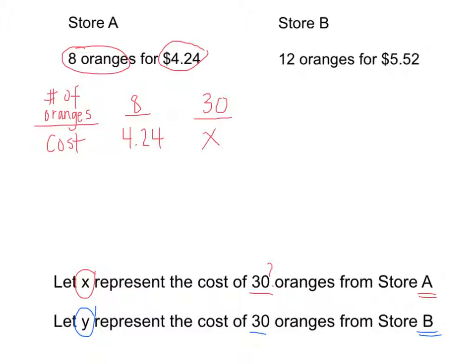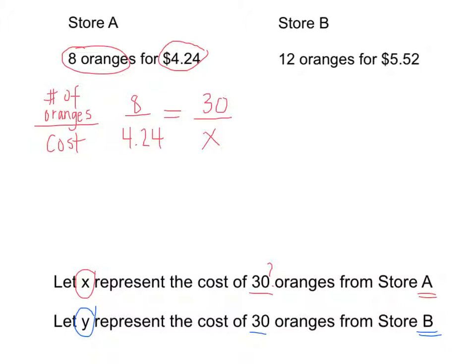Now we've just written two statements using proportions, and a proportion is a statement that two ratios are equal. So I'm going to set these two equal to one another because we're paying for the oranges at the same rate. Now to solve this, I'm going to find the cross product. I'm going to cross multiply.